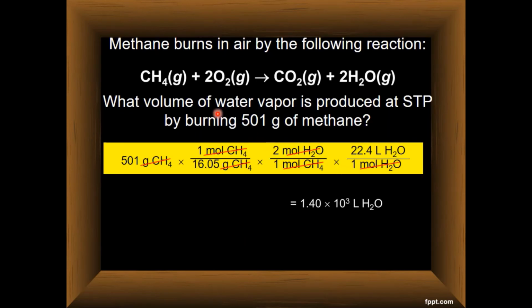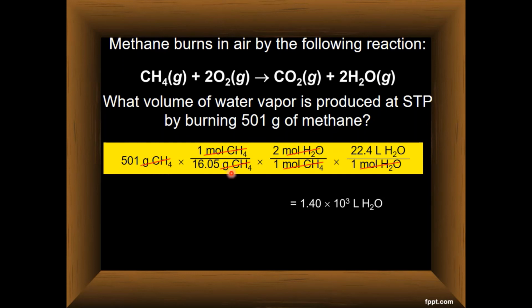Now, next question is, methane burns in the air by the following reaction. Methane CH4 plus 2O2 arrow CO2 plus 2H2O. So what is the volume of water vapor produced at STP by burning 501 grams of methane? So what is given? 501 grams. Let's start directly. I'm not putting the data here, but you need it. So 501 grams of methane.